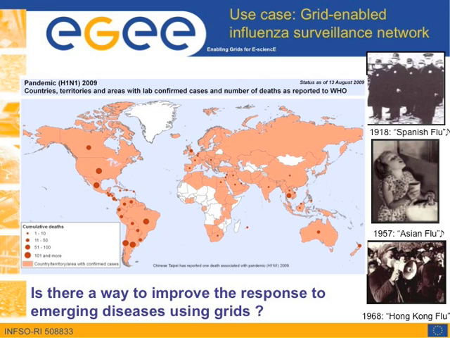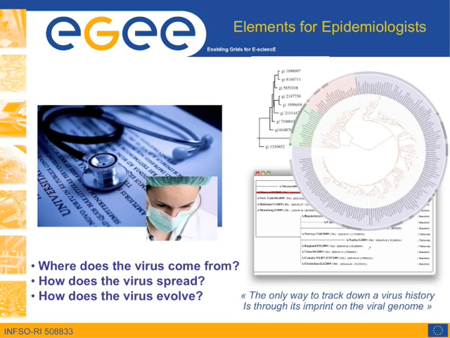In the framework of the current project, we are wondering if there is a way to improve the response to pandemic using grid. In order to determine the spatial and temporal dynamics of influenza A virus during the current pandemic, molecular epidemiology will permit us to track down the virus history through its imprint on the viral genome, and thus provide epidemiologists with elements for their decision.